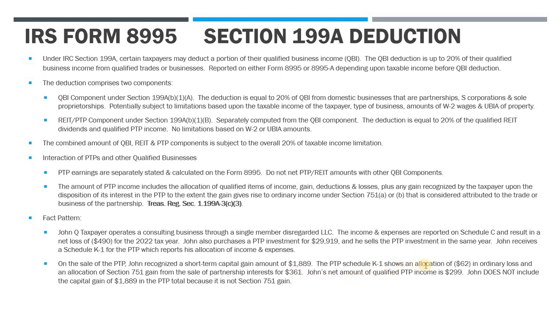And the PTP Schedule K1 shows an allocation of $62 in ordinary losses, and then an allocation of $751 gain from the sale of the partnership for $361. So when John nets these two together, 62 in loss, 361 in ordinary gain on the disposition, he's got qualified PTP income of $299. And then just to highlight here, again, remember, he's not including the capital gain of $1,889, right? Because this is not $751 gain. It's just short-term capital gain on the sale of the partnership interest.